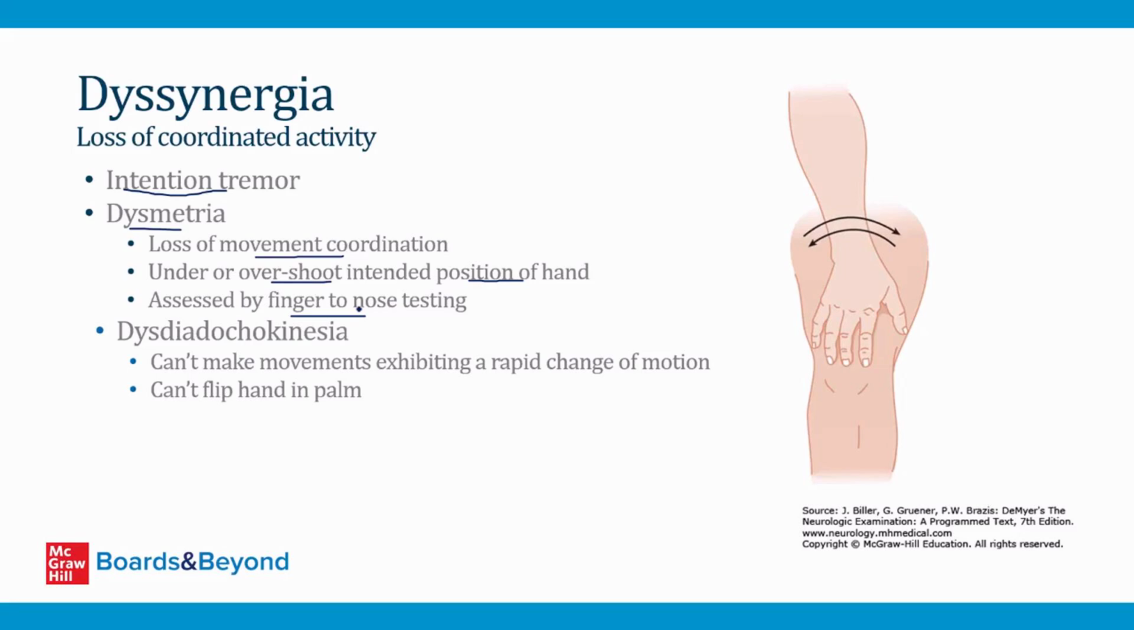And if the patient has dysmetria, they will keep missing your finger or missing their nose. Another manifestation of dyssynergia is called dysdiadochokinesia. This refers to an inability to make movements exhibiting a rapid change of motion.